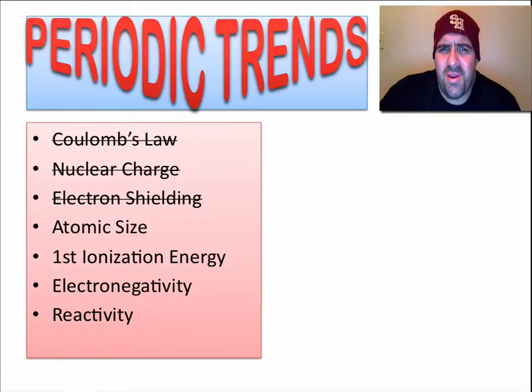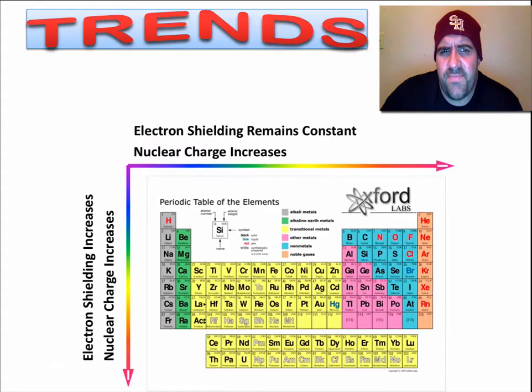Hi, Mr. Sapone here, and we're going to finish our periodic trend screencast. This is the second video, so hopefully you watched the first video, which explained nuclear charge and electron shielding in terms of Coulomb's law. So now we're going to look at periodic trends in atomic size, ionization energy, electronegativity, and reactivity, and we'll define all of these things in the process.